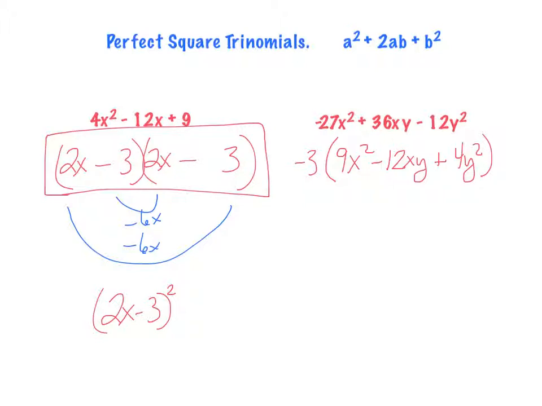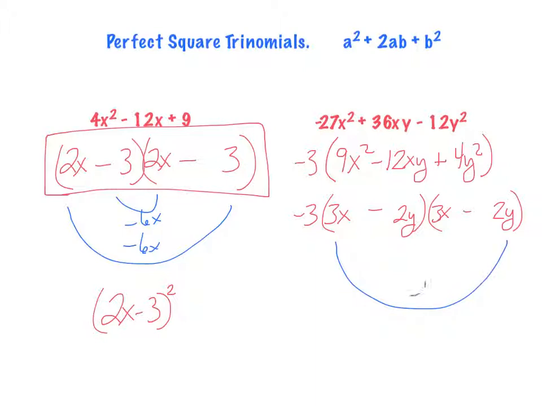I do notice that these are both perfect squares. We'll see if the middle term works out here. So I have my negative 3, set up my factors. Factors of 9, probably going to be 3x and 3x. Factors of 4, I'm going to give a 2 and a 2, or a 2y and a 2y. Okay, since it's a positive 4y squared, my signs are going to be the same. They're both going to be minuses. All right, now let's check.